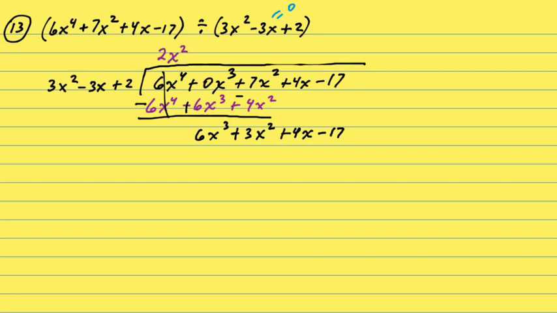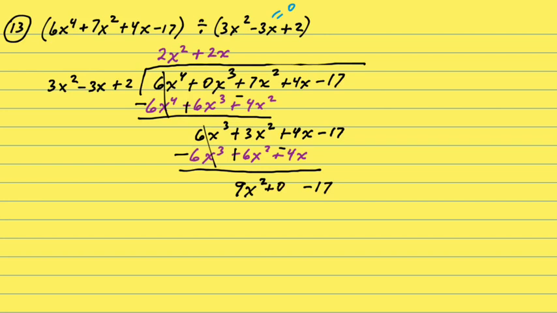And that would be a 2x. So you'd have a positive 2x. 2x times 3x squared is 6x to the 3rd. 2x times negative 3x is negative 6x to the 2nd. And 2x times 2, I believe, is 4x. Again, in division, at this point, you change your signs and add. So what's going to come down now? 9x squared. Those will add to 0 and minus 17, I think, isn't it?